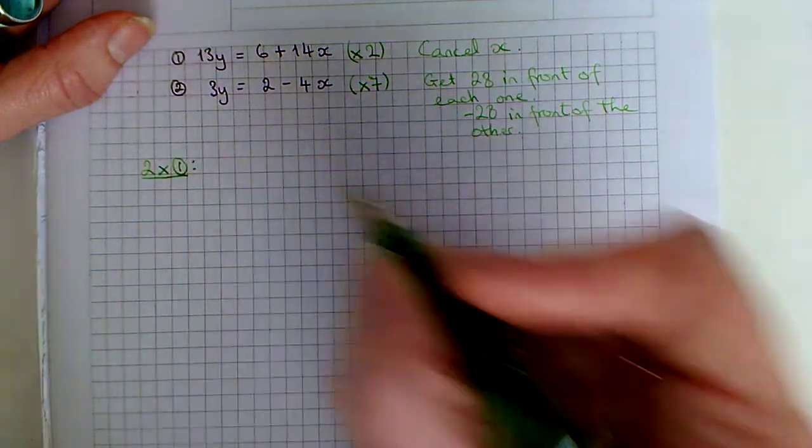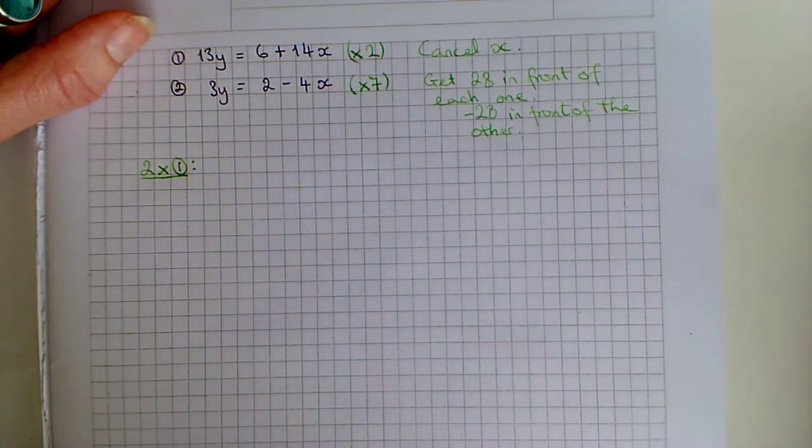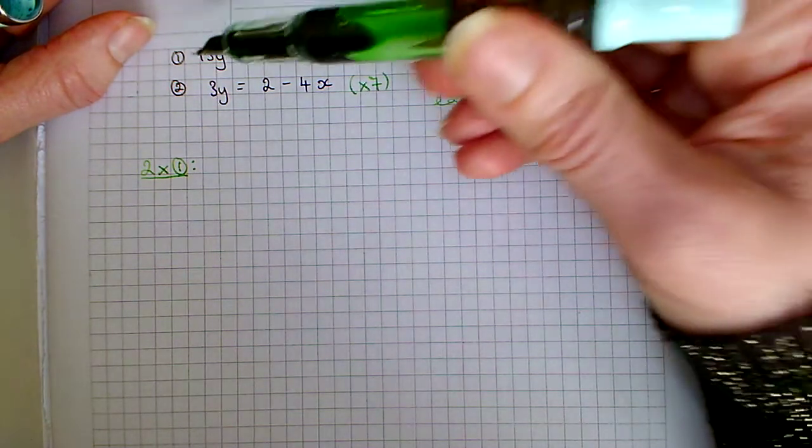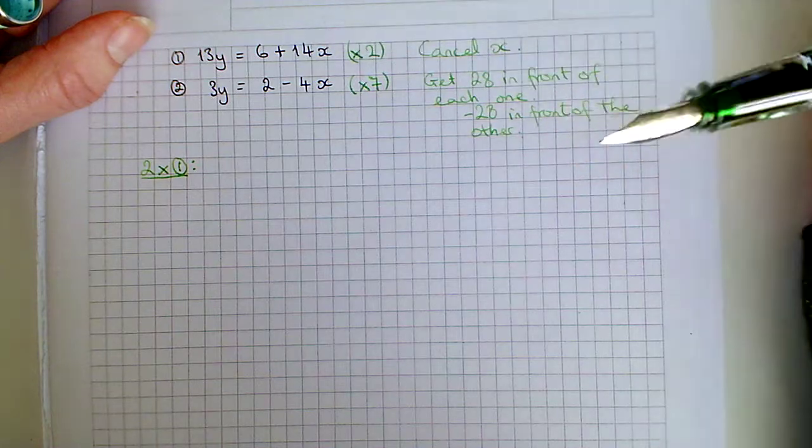But I can't just multiply the x term by 2. I have to multiply every single part of my equation by 2.